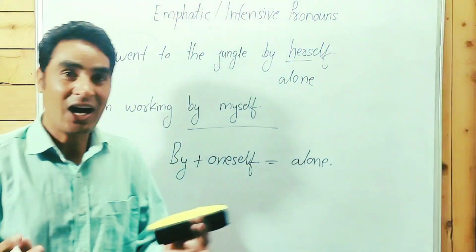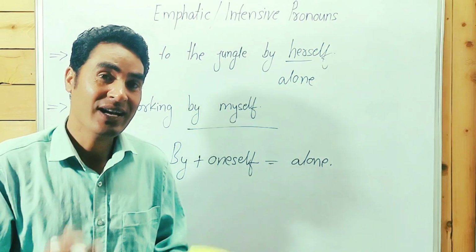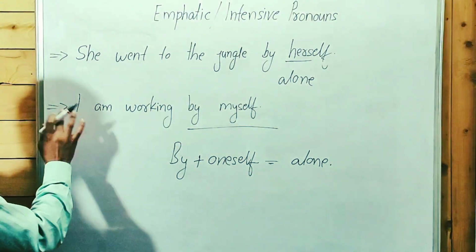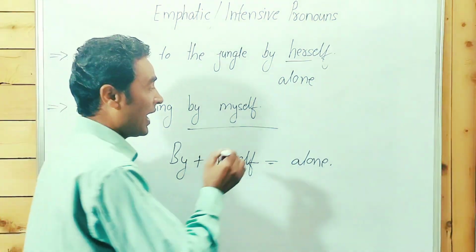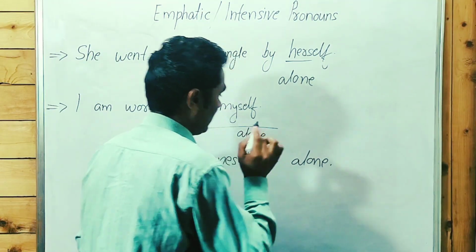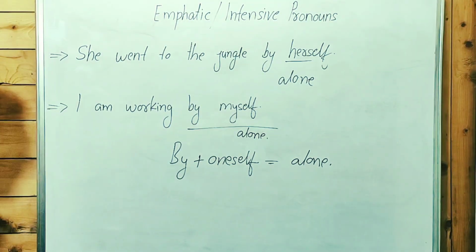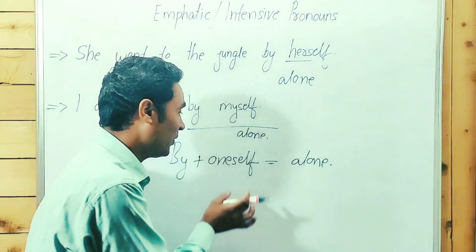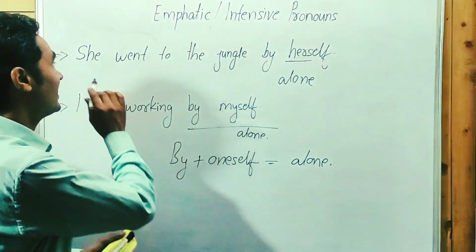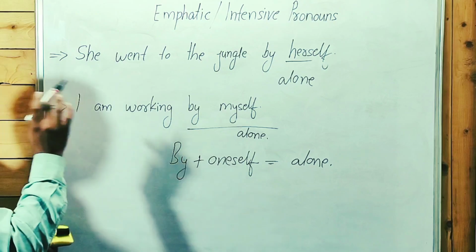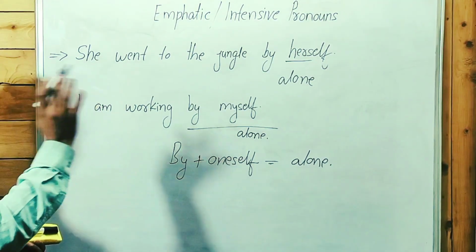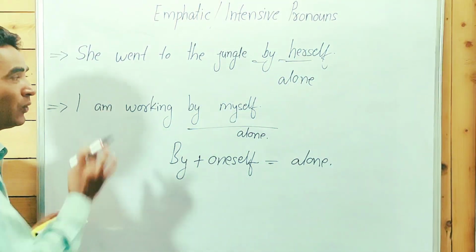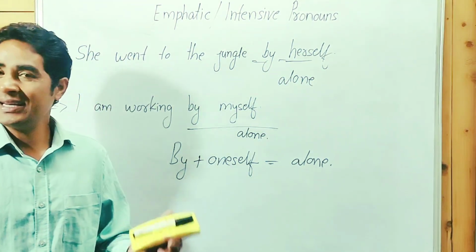You can check. She went to the jungle alone. Not an emphatic pronoun, not an intensive pronoun, not a reflexive pronoun. I'm working by myself. I'm working alone. It means alone. You can verify this with the Oxford Dictionary. By oneself means alone. So that's why "she went to the jungle by herself" is "she went to the jungle alone." I'm working by myself. I'm working alone.